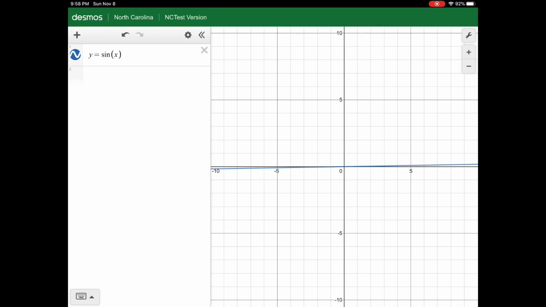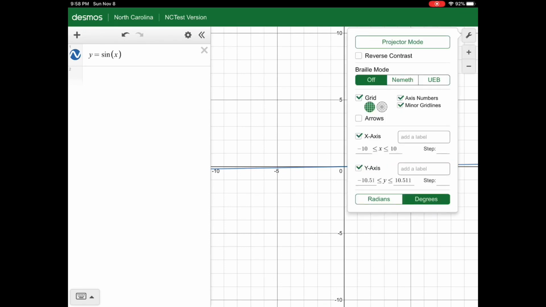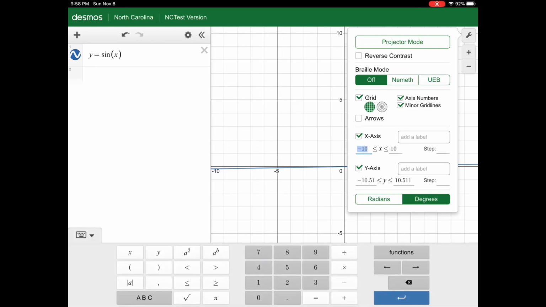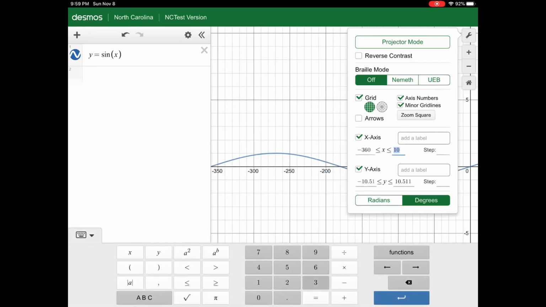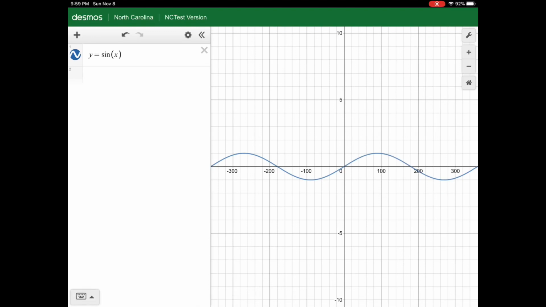Because in a circle, a full circle has 360 degrees. So your degree measurement is on your x-axis. So right now I'm only going to see negative 10 degrees and positive 10 degrees. So what I'm going to do here is go under settings and adjust my x-axis, and I'm going to change that to negative 360 and positive 360. And I can now see that wave start to happen. But because we were only 10 units on each side, we couldn't see that before.